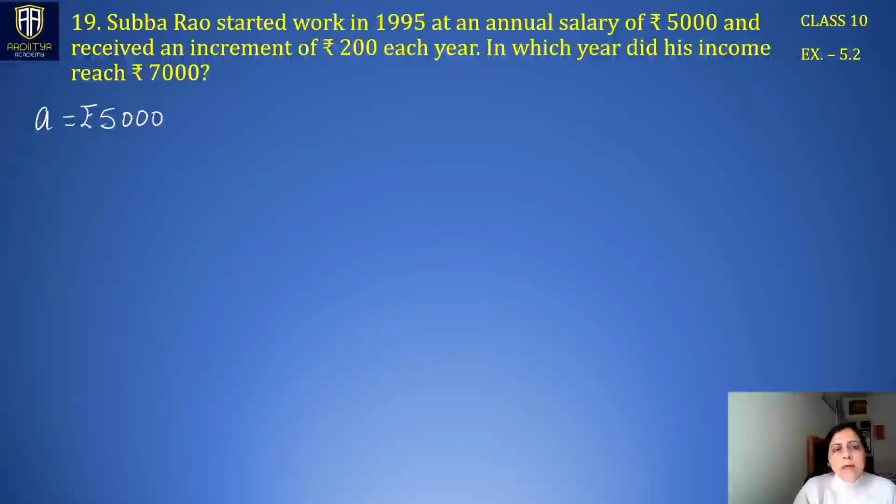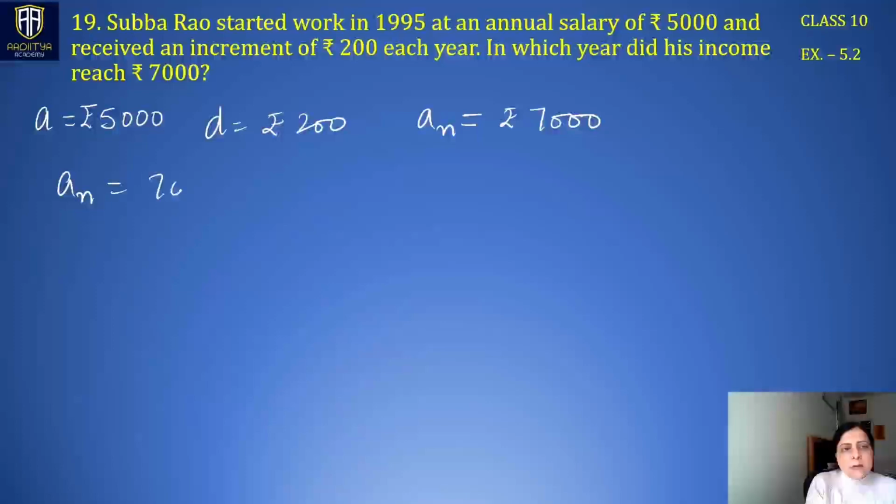And he receives a fixed annual increment every year. That means the common difference here is the same, so we can call it an AP. He is receiving a fixed amount as an increment for each year. Here that is rupees 200, right? In which year did his income reach 7,000? So that means we have to find n, after how many years, or in which year, he will be receiving rupees 7,000 as his salary, right? So a here is 5,000, d is 200, an is 7,000.